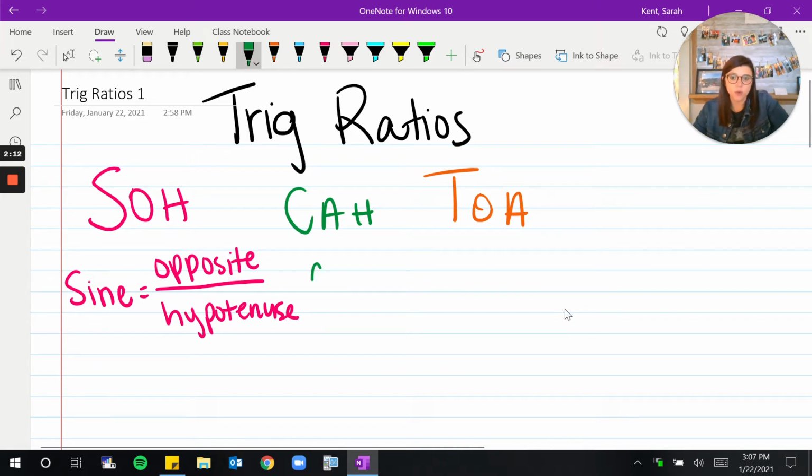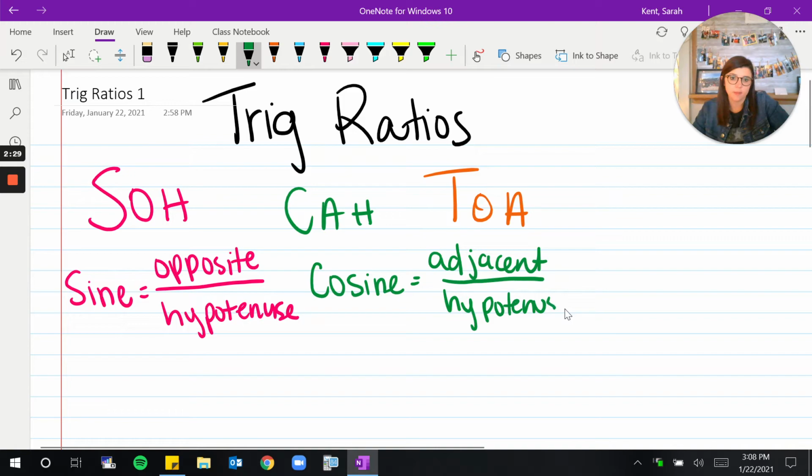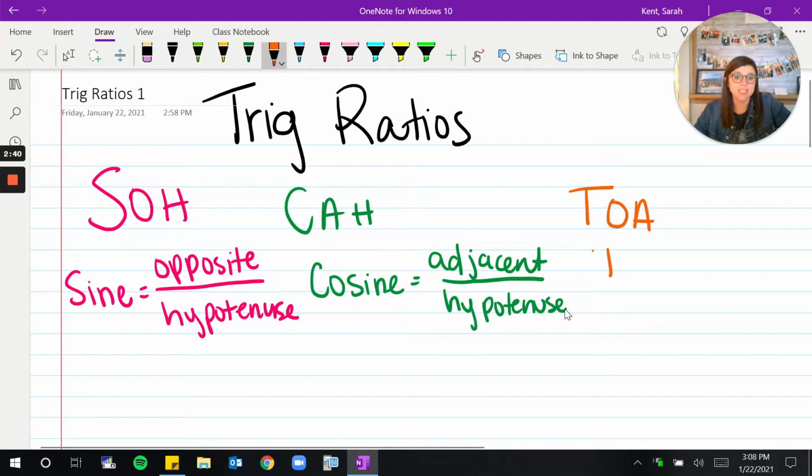CAH is for cosine. And this is for the adjacent side over the hypotenuse. And then, I'm going to scoot TOA over a little bit. TOA is for tangent, which is the opposite side over the adjacent side.